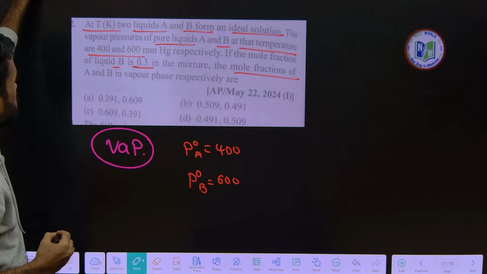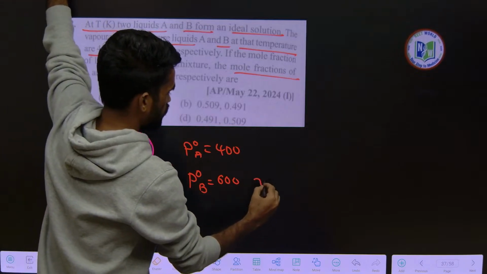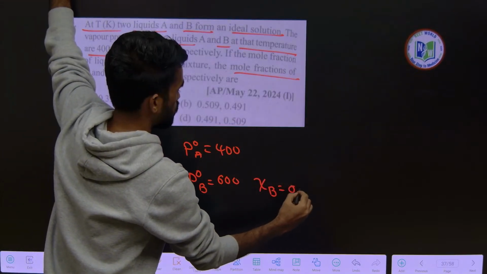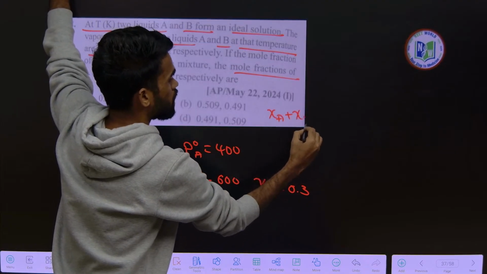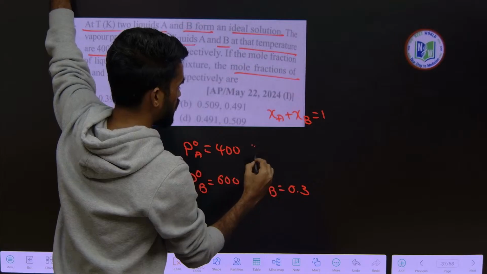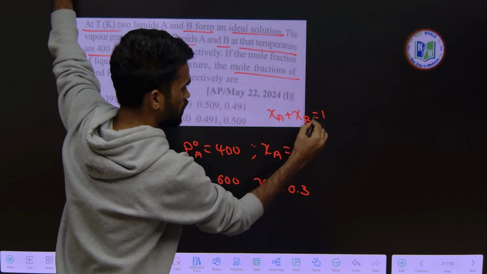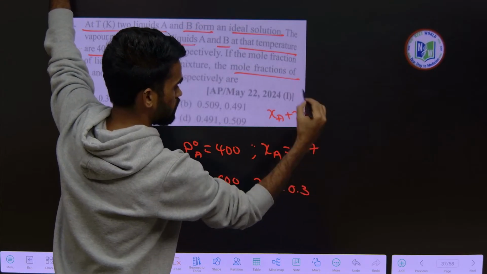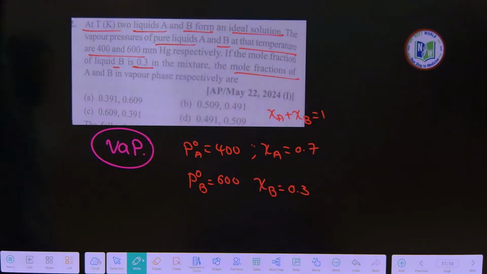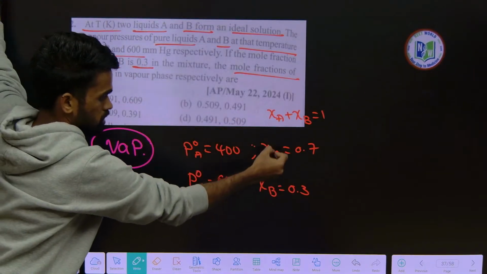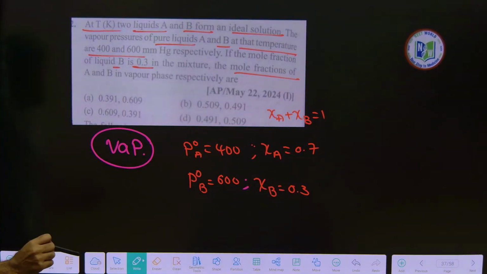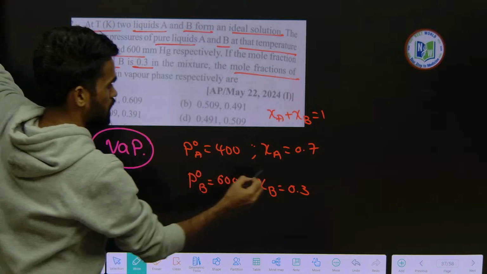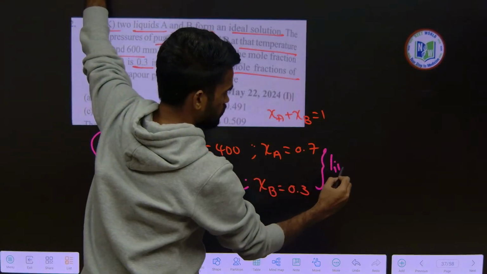If the mole fraction of liquid B is 0.3, the sum of mole fractions equals 1, so chi A plus chi B equals 1. It means the mole fraction of A will be 1 minus 0.3, that is 0.7. Okay, next. These are the compositions in the liquid state. When I represent chi A, chi B, that is XA, XB, that is in the liquid state. These are the scenarios in the liquid state.